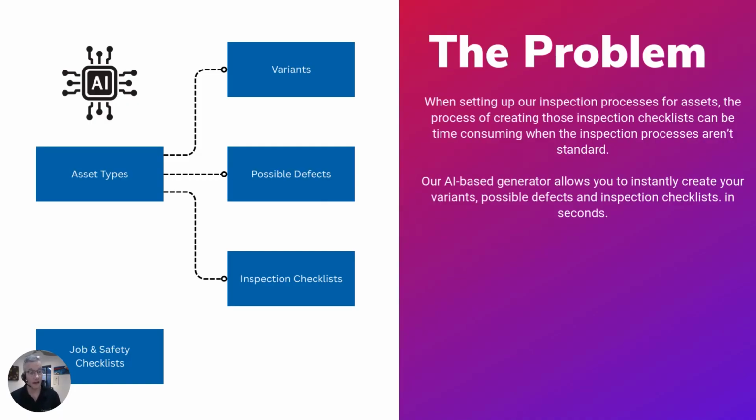And within that, we have our inspection checklists themselves. We have given you the ability to have a global checklist for a given asset type, but you can also customize those checklists per variant as well. What I'm going to do is jump in and give you a demonstration of this and show you how it actually works.